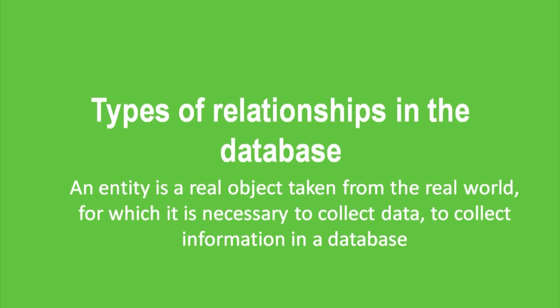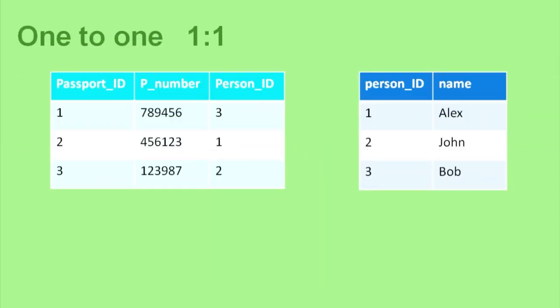In fact, if we talk about the types of connections, there are only 3 of them and they are quite simple. We will analyze them in this video. The first type of communication is called one-to-one. What is this type of communication and when should it be used?